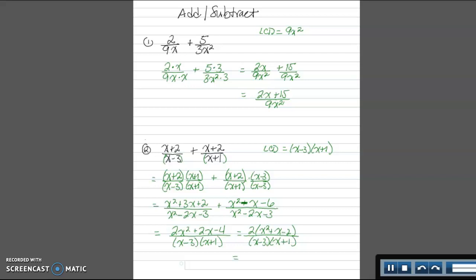Looking for two numbers that multiply to negative 2 but add to positive 1. So that trinomial can be factored into 2 times x plus 2 times x minus 1. So in this case, I don't have any common factors. All of the factors are different, but of course it is always worth your time to check to see if you do have a common factor.